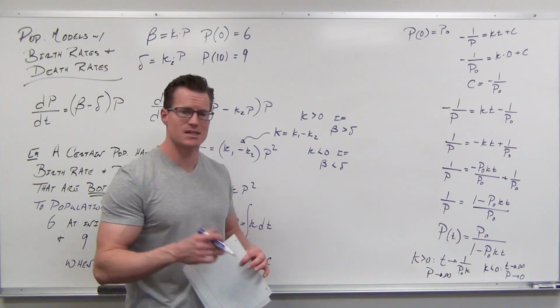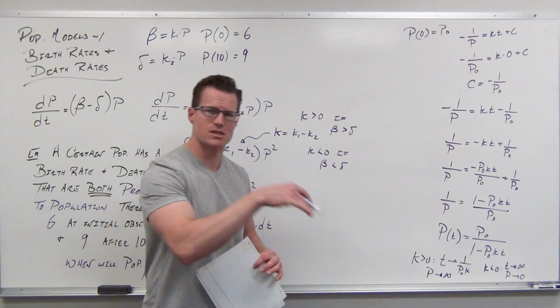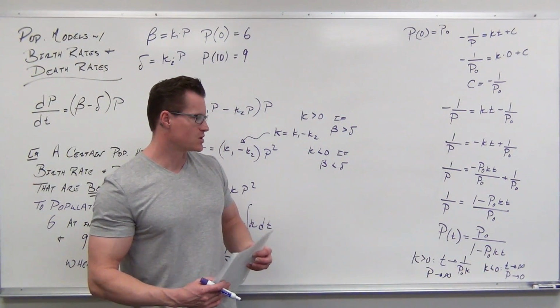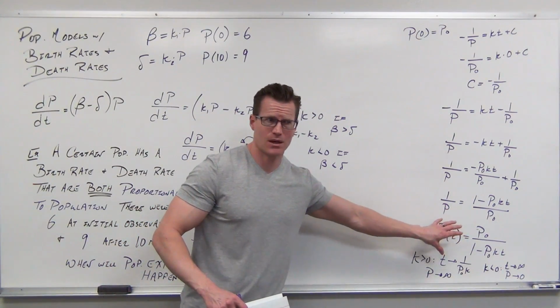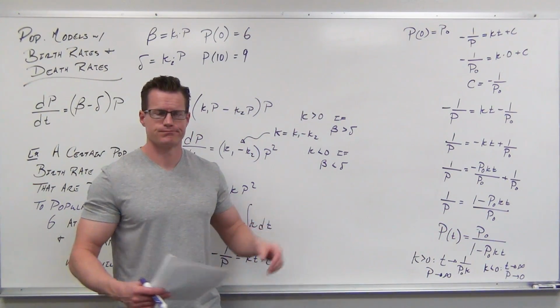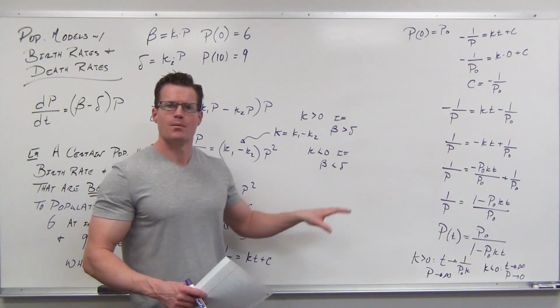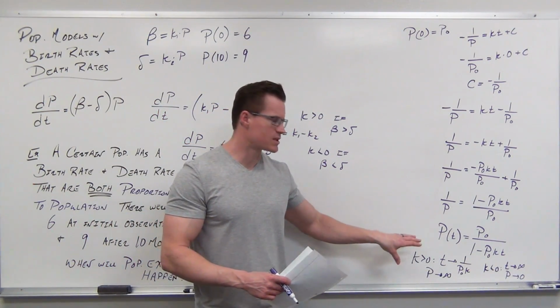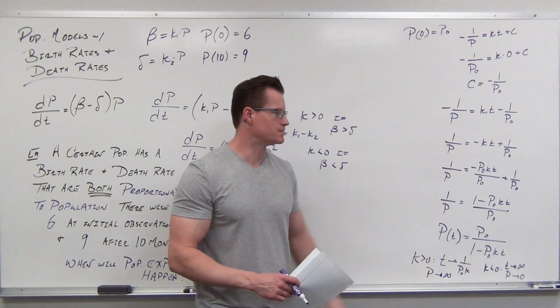It's really interesting to see why we get population explosions and why we get population extinctions mathematically. Logically, it makes sense. Birth rates are greater than death rates. Birth rates are less than death rates. It makes sense. But seeing that mathematically with your limits is pretty neat. And that's exactly what we're doing.